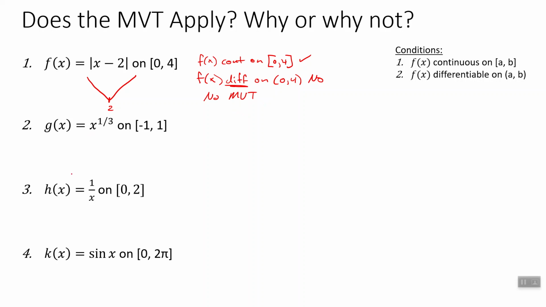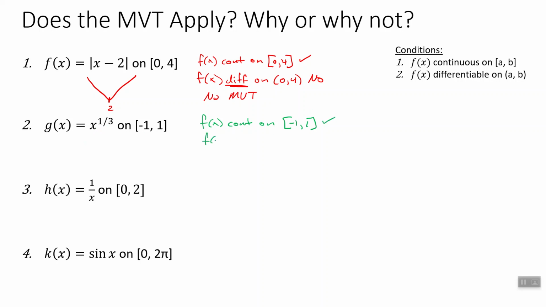All right, next up, g. Let's switch colors here so we don't get mixed up. So g of x is x to the 1/3 on the interval from -1 to 1. So is that a continuous function on the closed interval from -1 to 1? Well, we can plug in any number here. It's just fine. There's no holes. There's no jumps. There's no vertical asymptotes that I know of. So yeah, that guy's continuous.